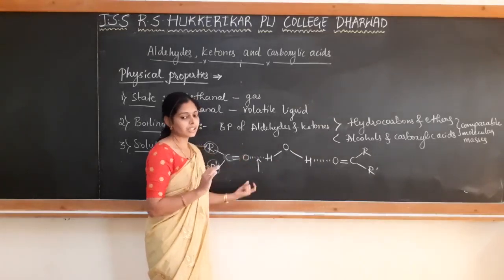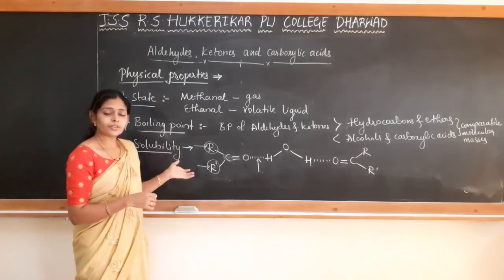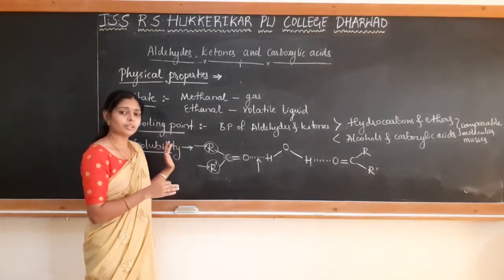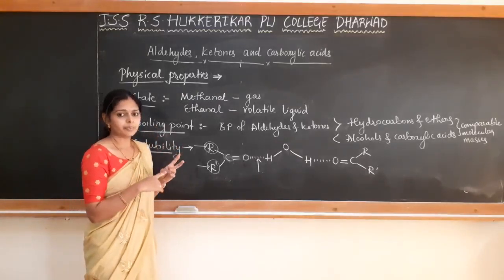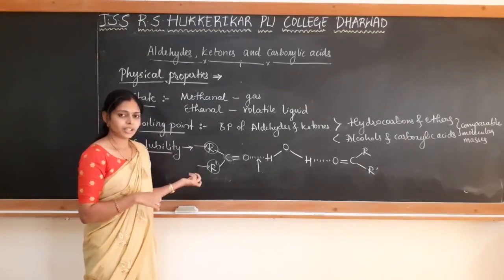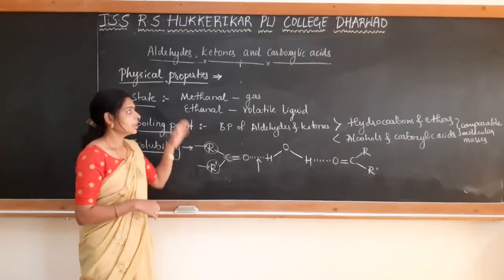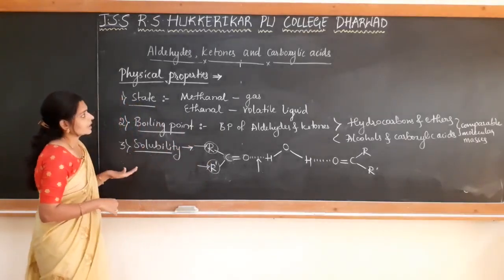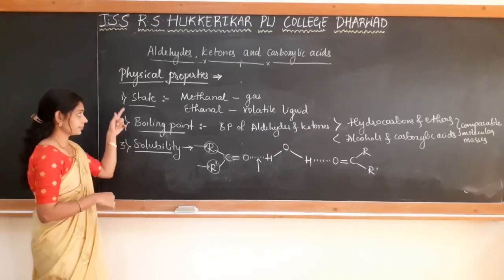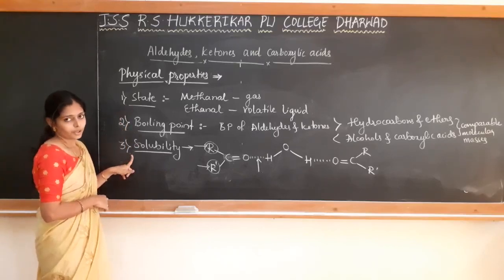So the solubility decreases. But they are soluble. The higher members are soluble in organic solvents like benzene, ether, alcohol. As they are organic compounds, they are soluble in organic solvents. So these are the three main physical properties which are mentioned. First one is state, second boiling point, third is solubility.